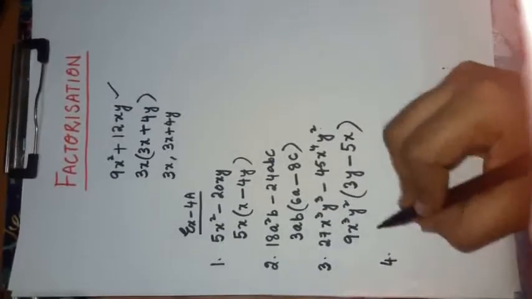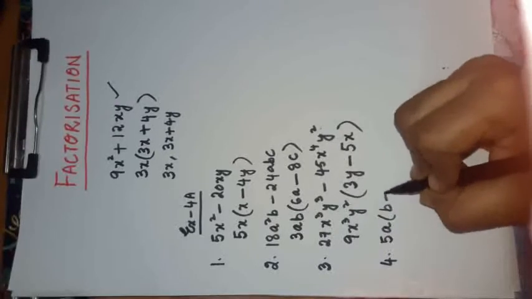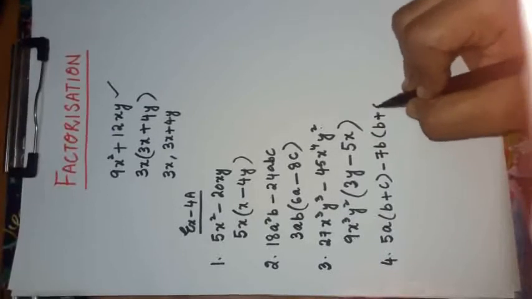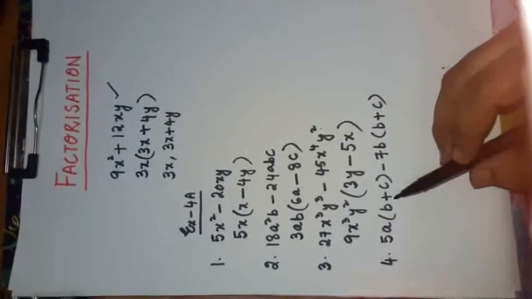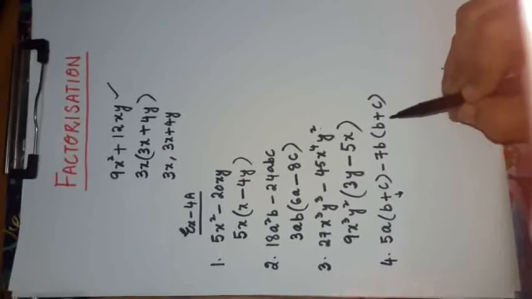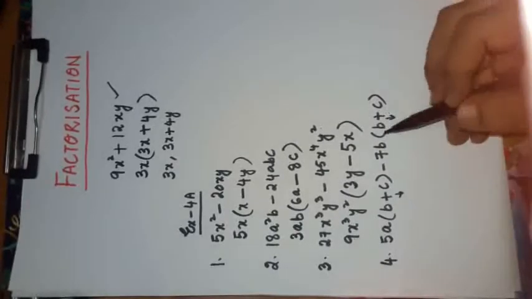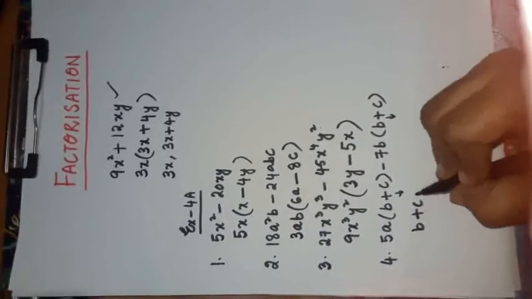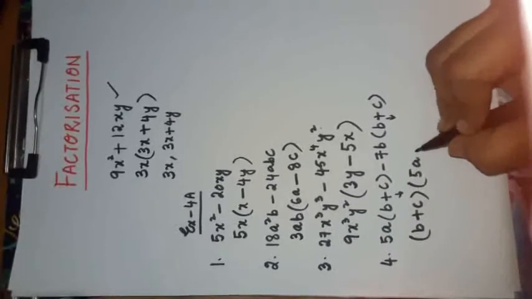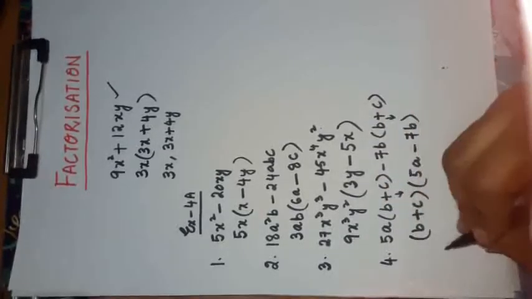Now let us go to the fourth one. What is your fourth problem? 5a of b plus c minus 7b of b plus c. So now in this question already two common factors are given. See here b plus c, here b plus c. So both b plus c are common in this term also, in this term also. Let us take b plus c outside of the bracket, which is common. Then here 5a is remaining, minus here 7b is remaining. So both are the factors of this expression.